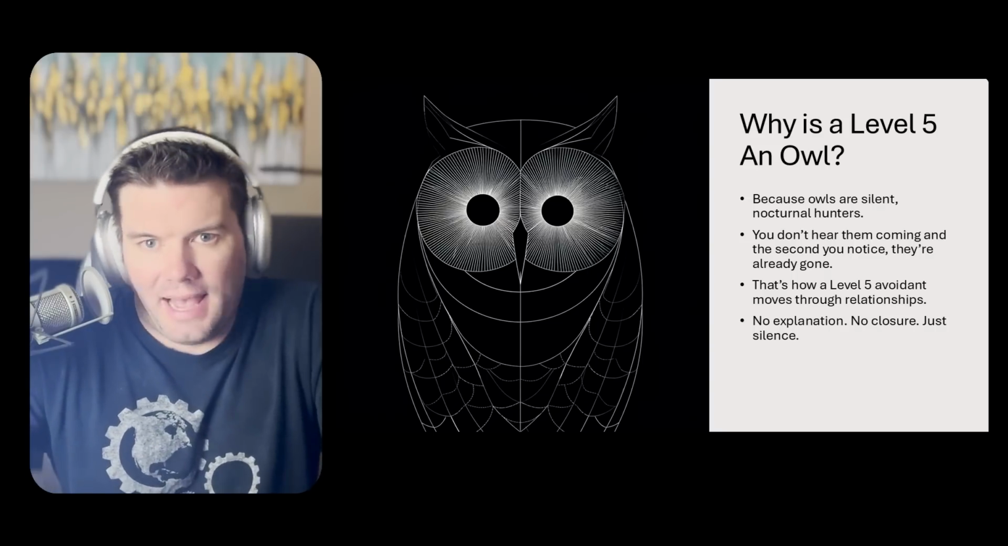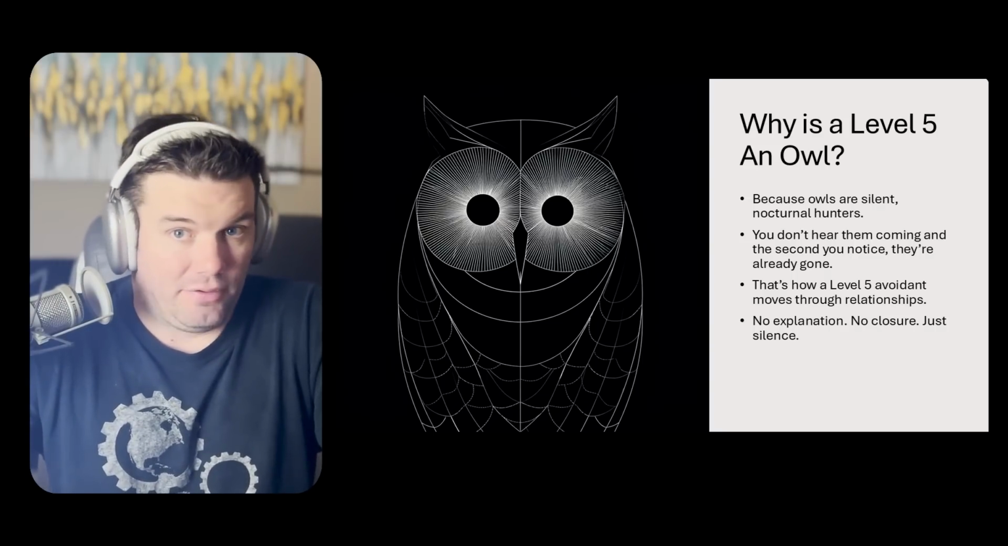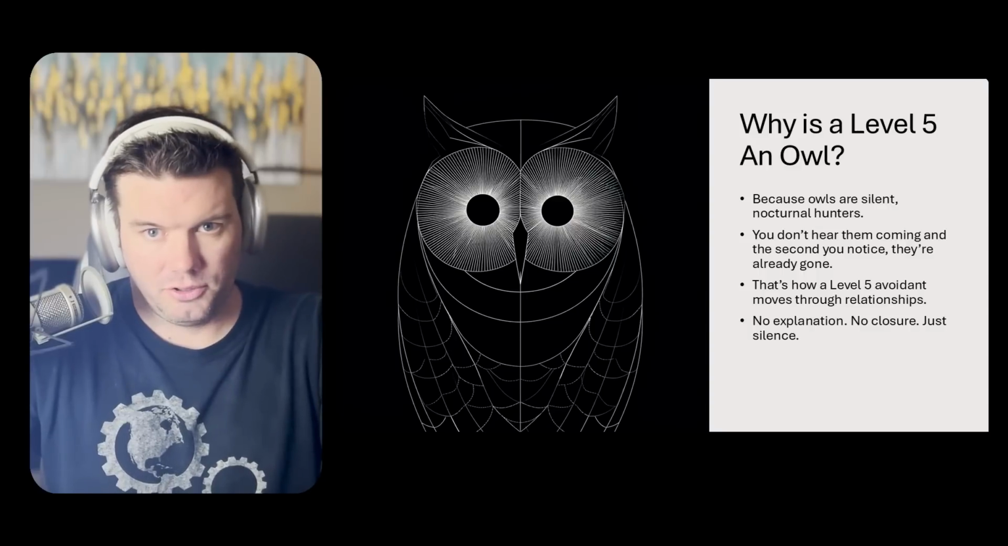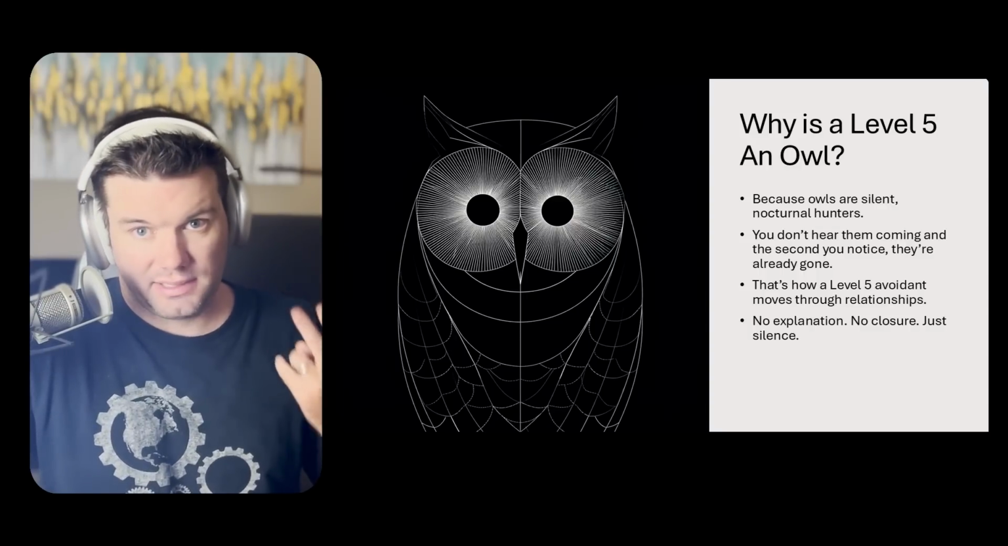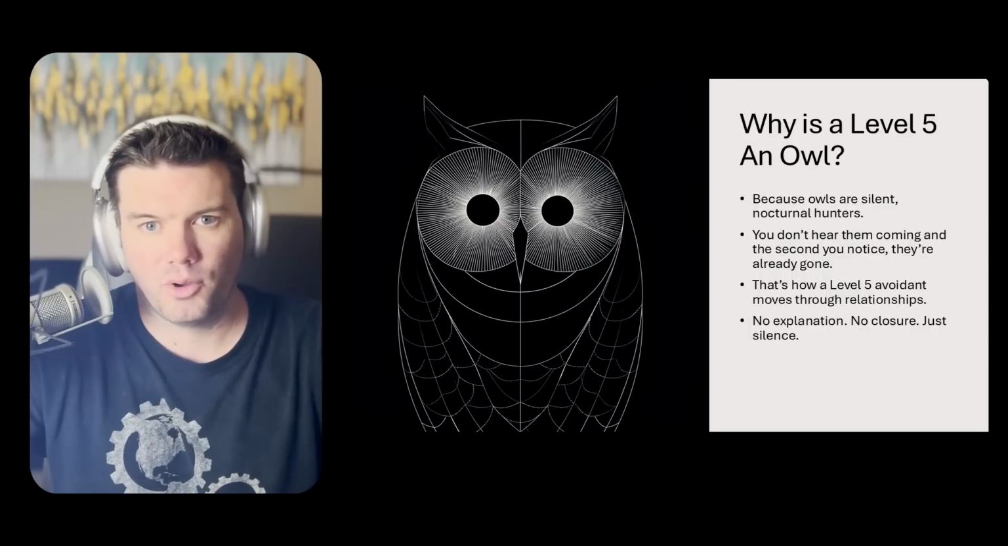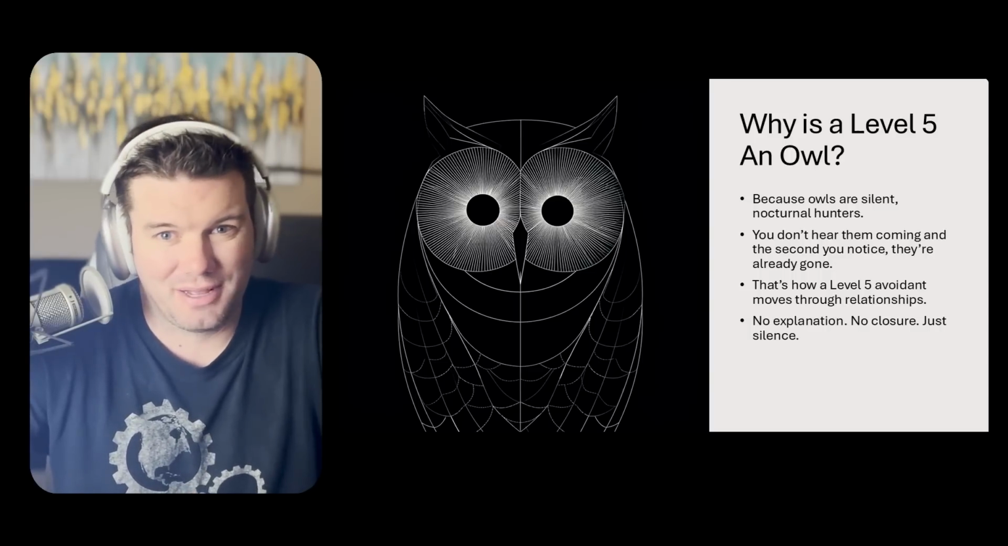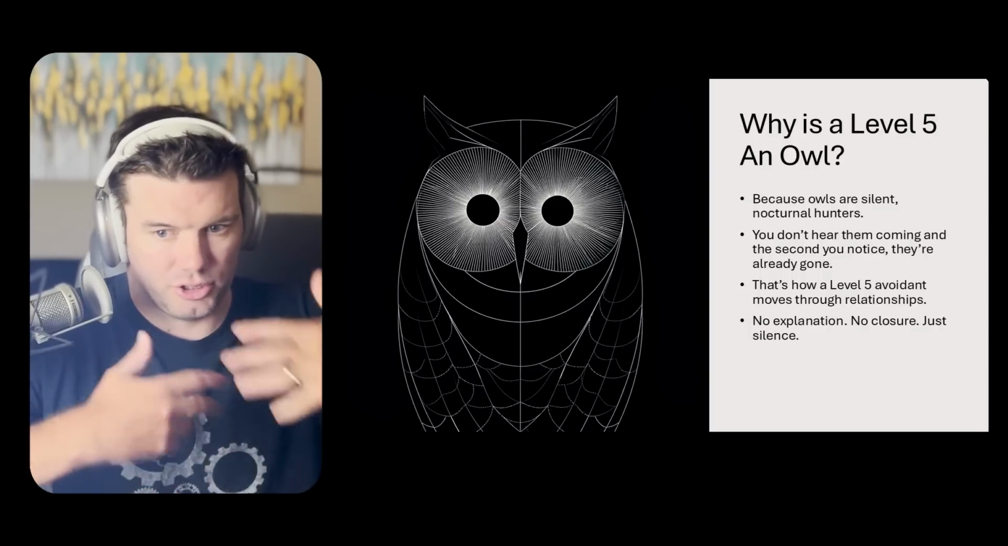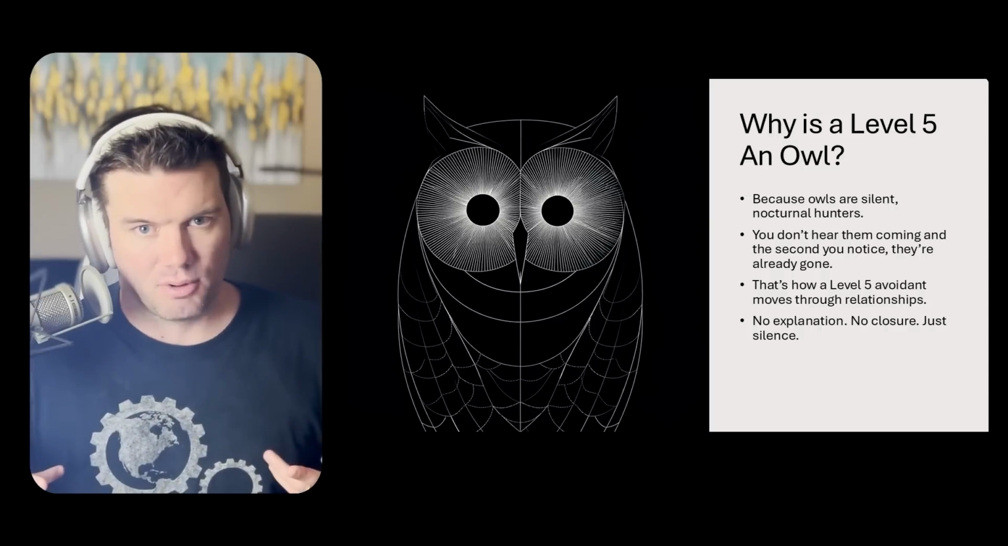Why an owl, though? Well, I liked owls because I felt like they were silent. I felt that they were nocturnal hunters. You don't hear them coming, and then the second you notice, they're already gone. That's how a level 5 avoidant moves through a relationship. There's no explanation, no closure, just silence. It's very abrupt. The motto here is, you'll never catch me because I'm already gone.